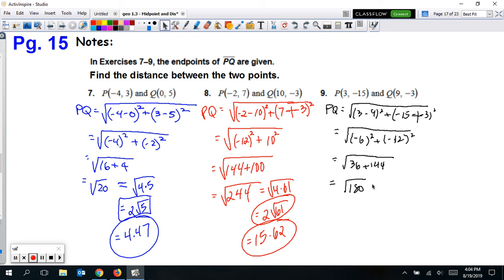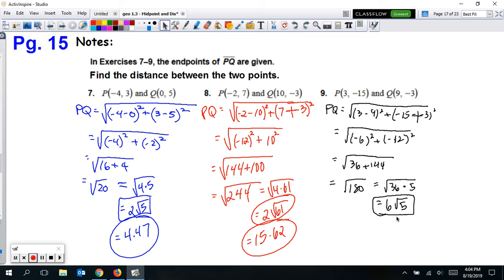So 180, we want to simplify that. We definitely know 4 goes into this. 36 would probably go into it as well. So the biggest perfect square that you should have found was 36. That went into that 5 times. And so the square root of 36 is 6. So 6 square root of 5 is the reduced simplified radical form. If you used 4 only, then you didn't simplify it as far as you should have.